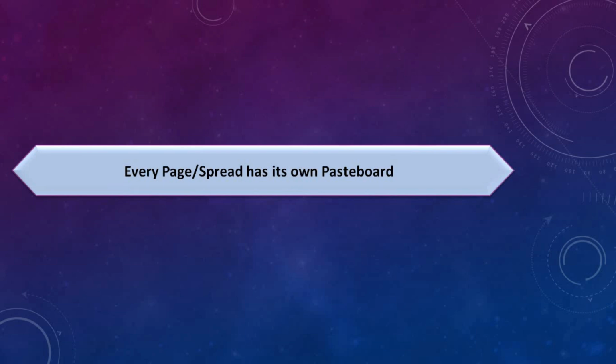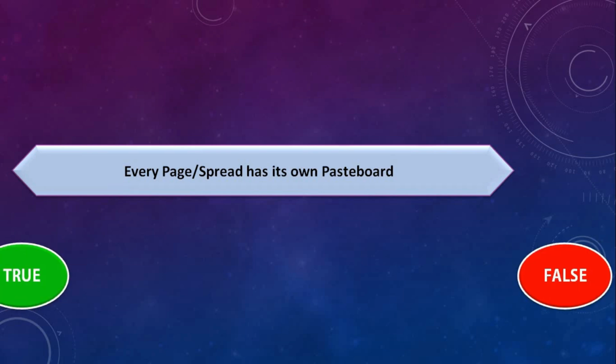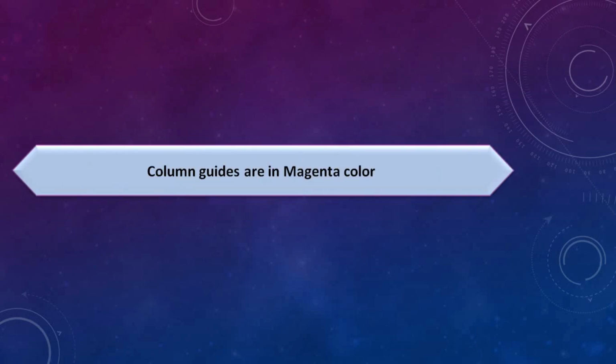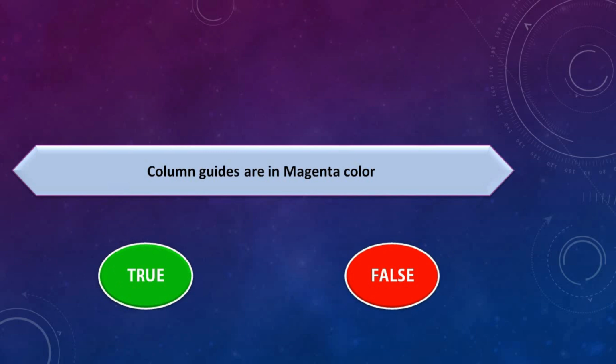Every page or spread has its own pasteboard. Is it true or false? Yes, the answer is true. Every page will have its own pasteboard. Column guides are in magenta color. True or false? The answer is false. Margins are magenta in color, whereas column guides are in violet color. So the answer is false.